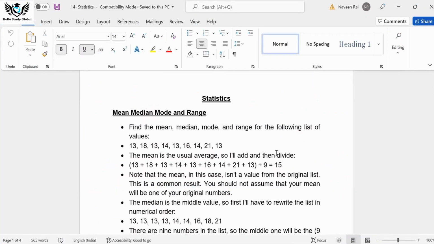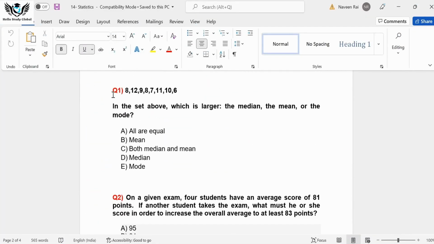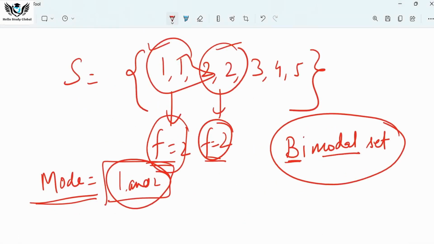Okay, so let's start discussing these questions. Start with question number 1, and once you're done with question number 1, then attempt question number 2. Okay, so in this question we had to figure out which is larger, mean, median or mode. So let's try and solve this.